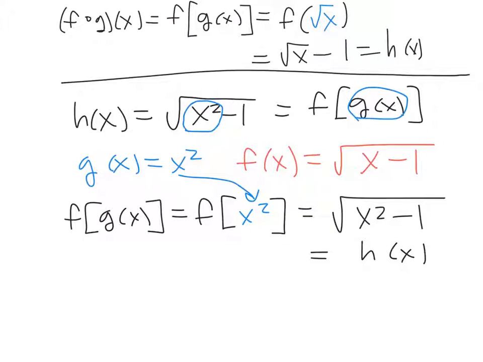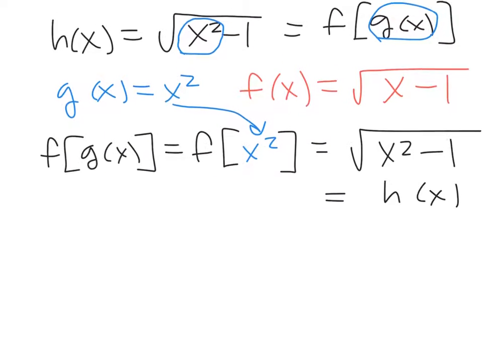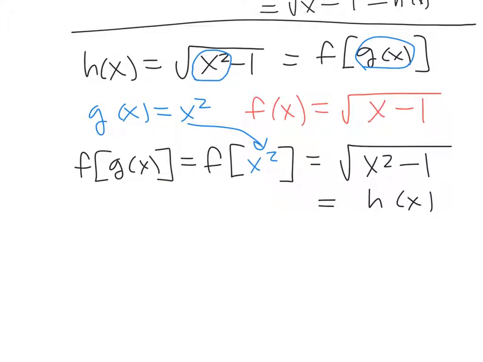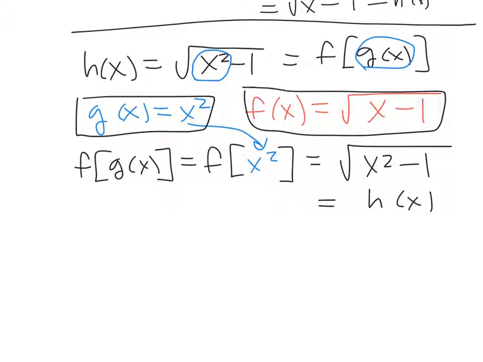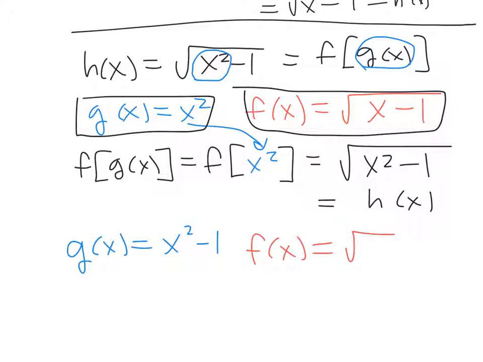Now, there is sometimes not just one set of functions that are going to work. So this was one set of functions: g of x equals x squared, and f of x equals square root of x minus 1. Now, what if we said that g of x was the inside function x squared minus 1? Then for f of x, we're going to want to end up with the square root of x squared minus 1. So f of x is going to be the square root of x.